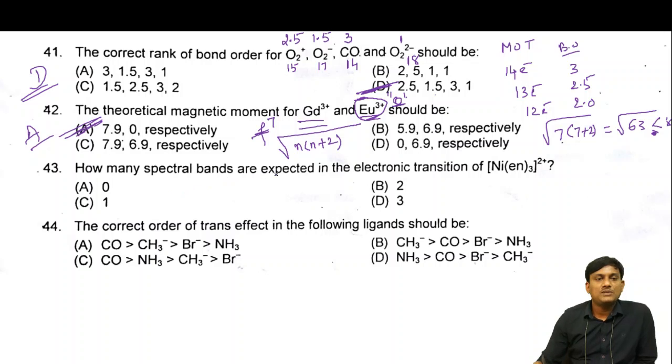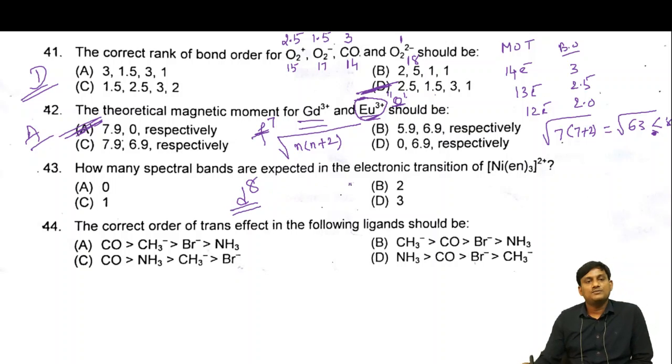How many spectral bands are expected in the electronic transition of [Ni(en)3]2+? It's a d8 electronic configuration. In d8 electronic configuration, we have 3 transitions. How many transitions we have? 3 transitions.